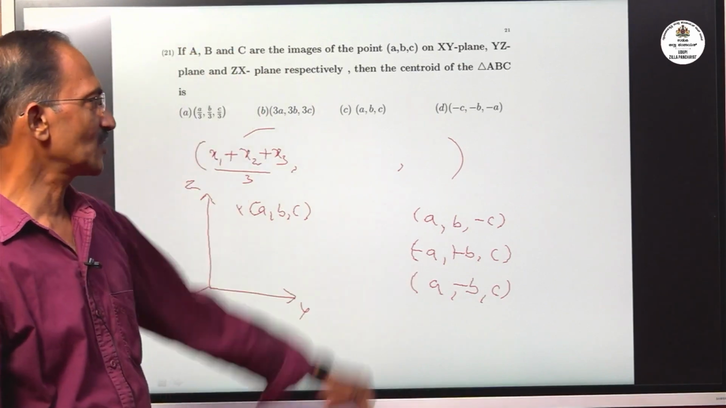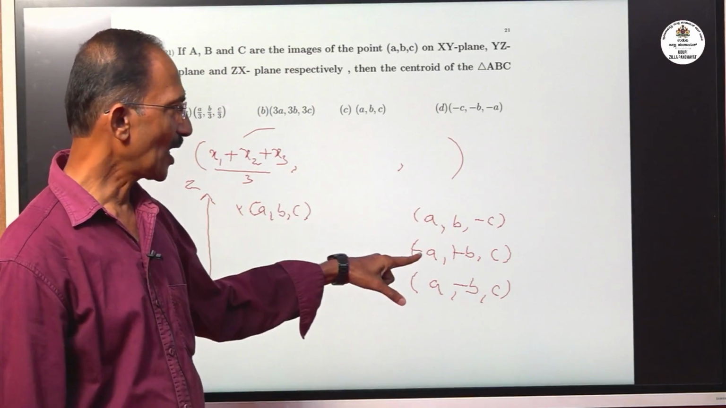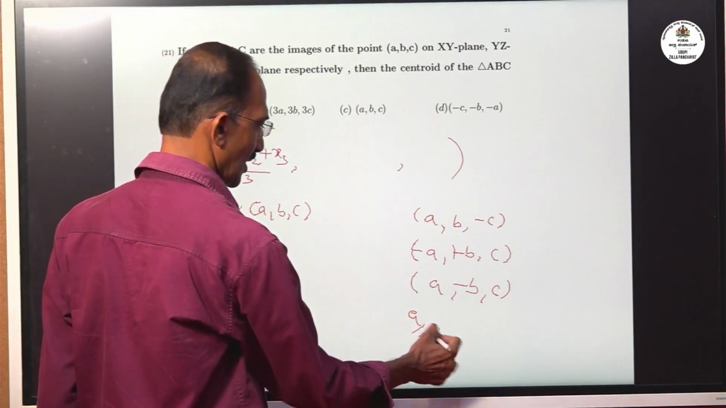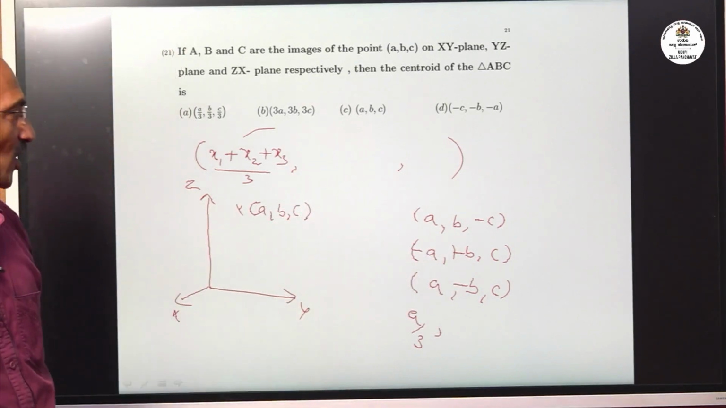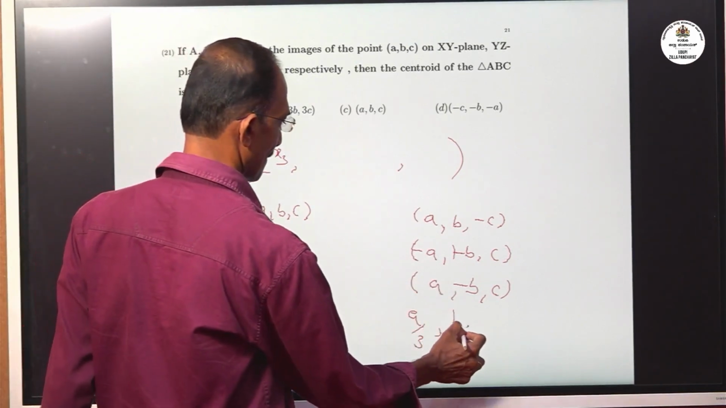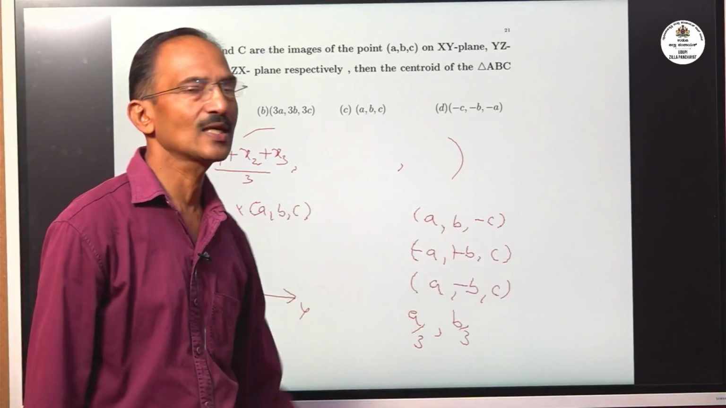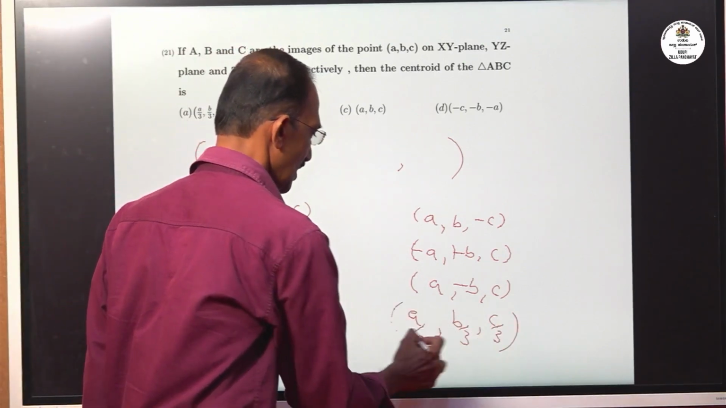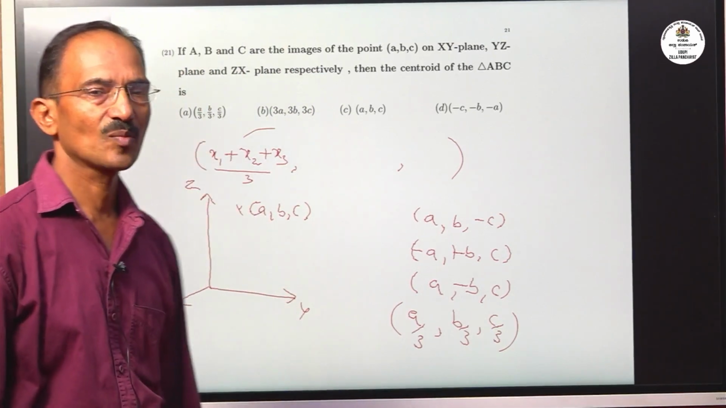So what is the center of this? Clearly it is (x1 + x2 + x3)/3. So that is A, A and minus A, plus A, by 3. The minus A cancels, and you are getting A by 3. Another coordinate, (y1 + y2 + y3)/3, which is the centroid. So minus B and plus B and minus B, you are getting B by 3. And the last one, that is minus C, C and C, sum and divide by 3, you are getting C by 3. So that is the centroid of the triangle which has the images of A, B, C.